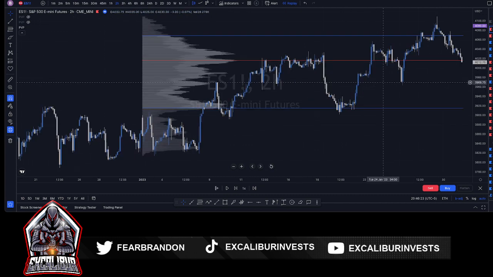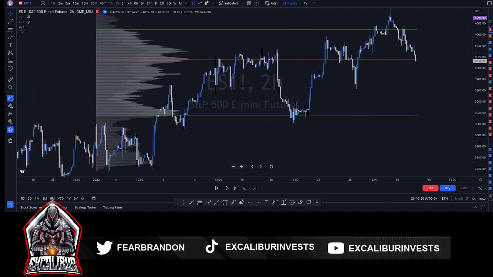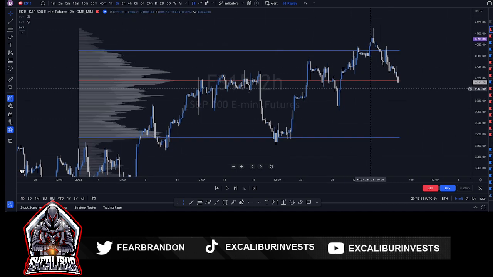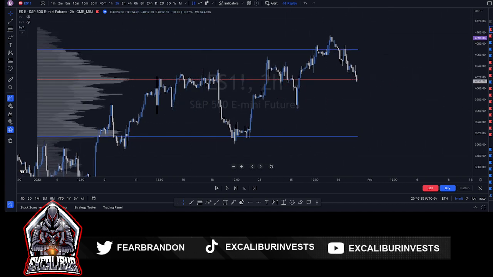So this is the monthly right here. You have your value area low, value area high. 70% is in this area. POC, monthly POC. I always love to mark that up and move it around wherever it needs to go.